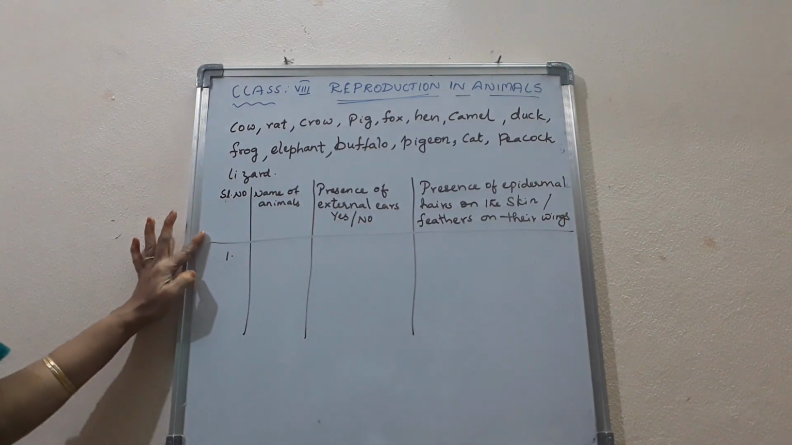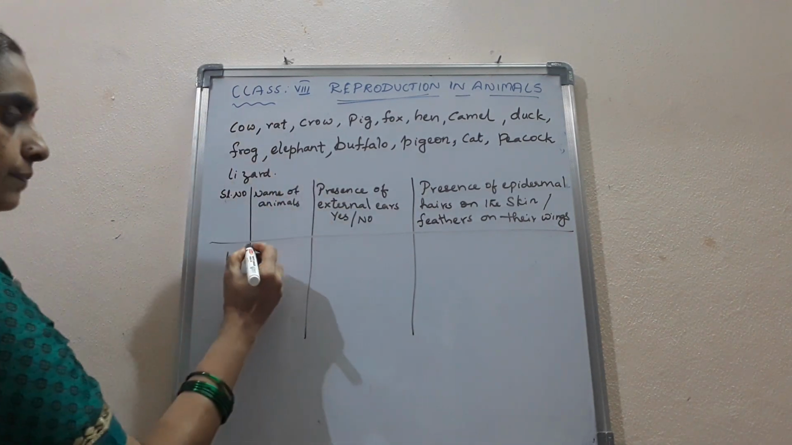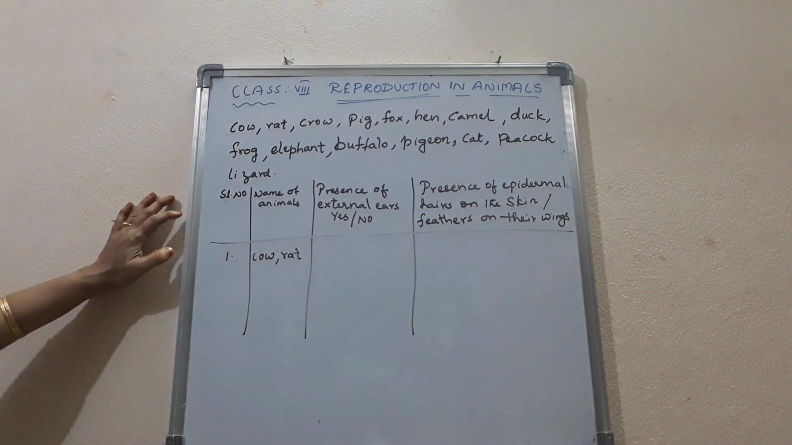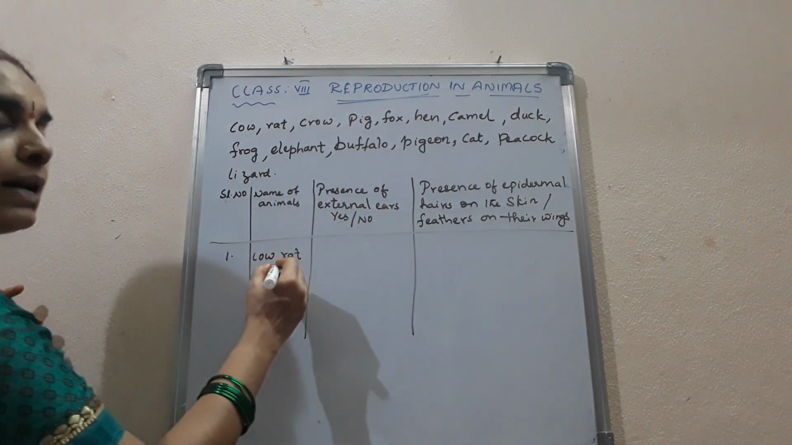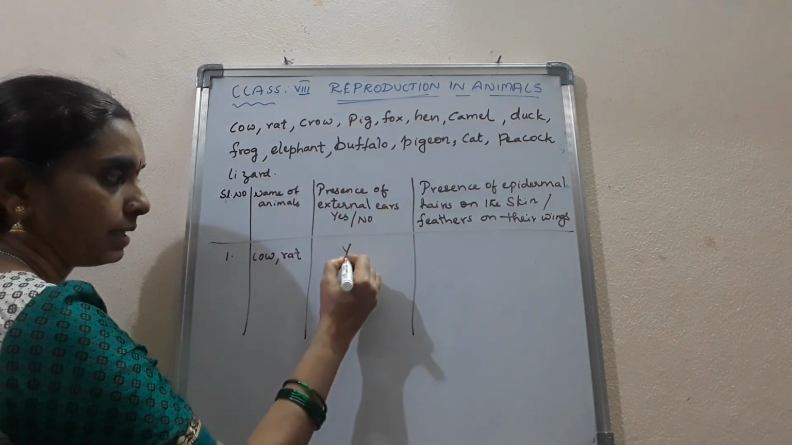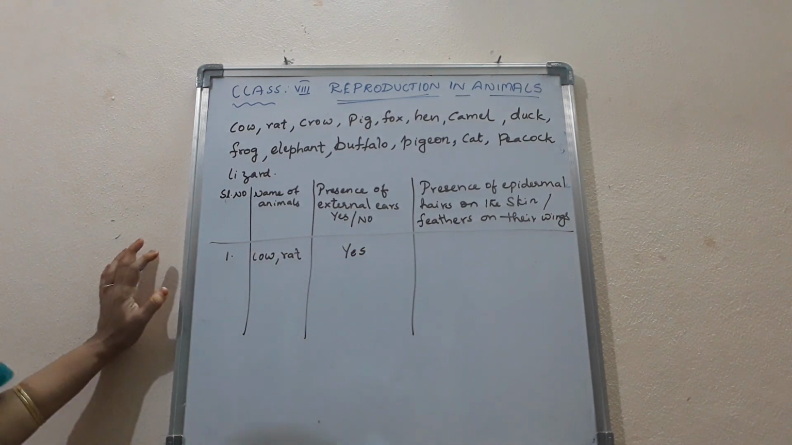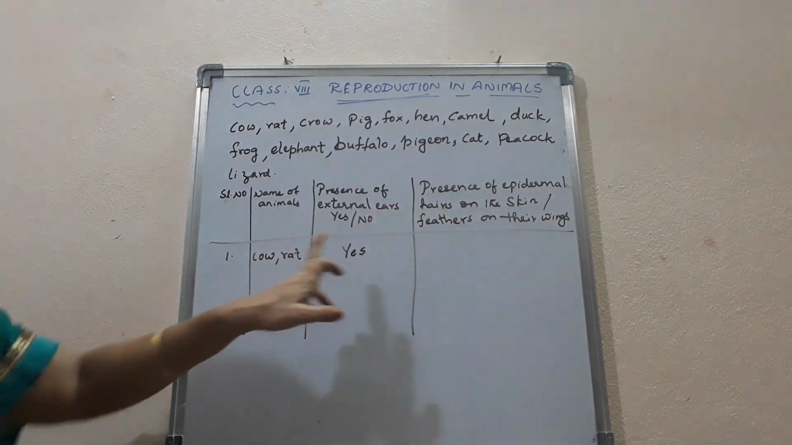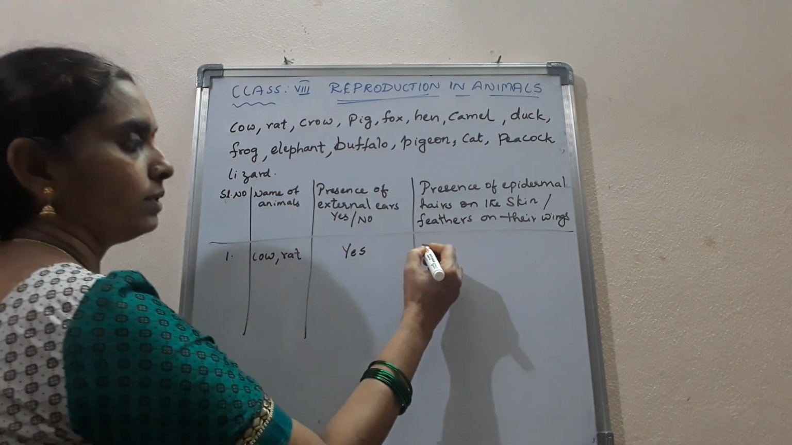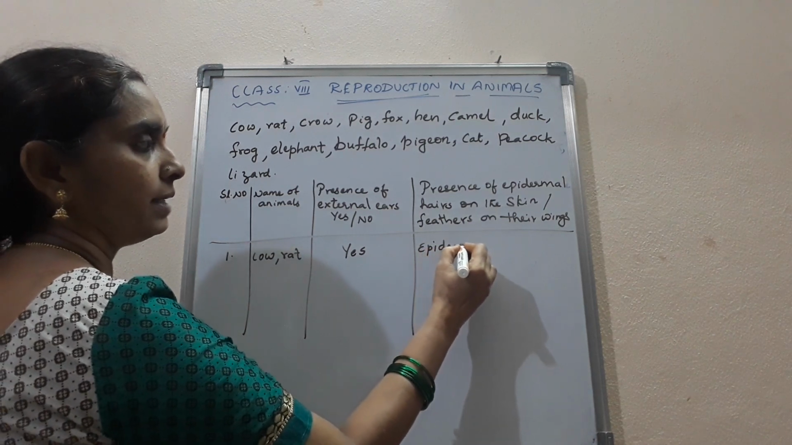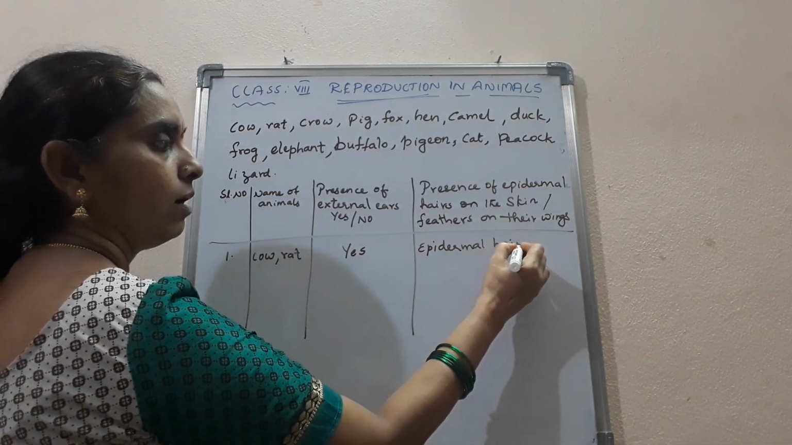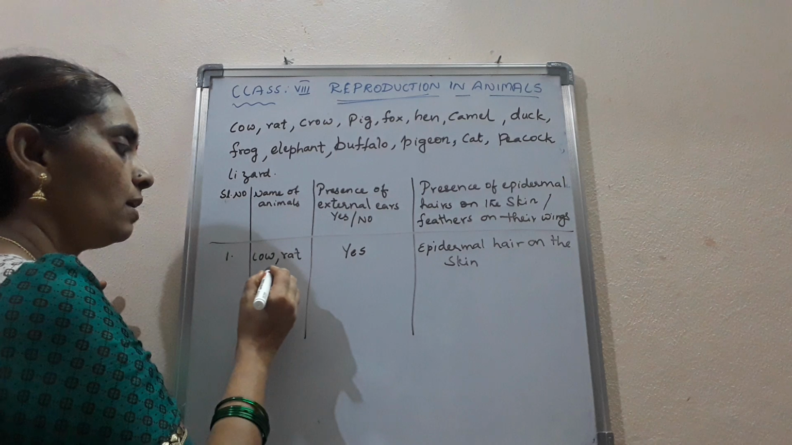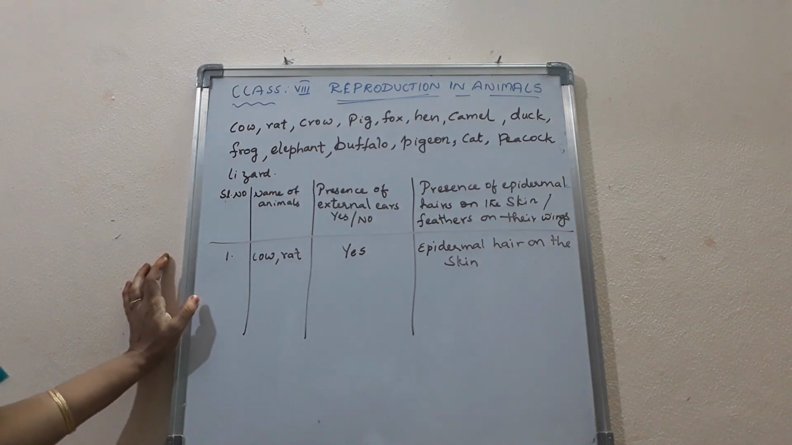So now we'll see the first one, that is cow and rat. If you observe the cow and rat, we'll see that external ears are present for cow as well as rat. So you mark it as yes. And you also write whether it has epidermal hair on the skin or feathers. They do not have feathers, they have hair. So you write here epidermal hair on the skin. So we find epidermal hair on the skin for cow and rat, isn't it?